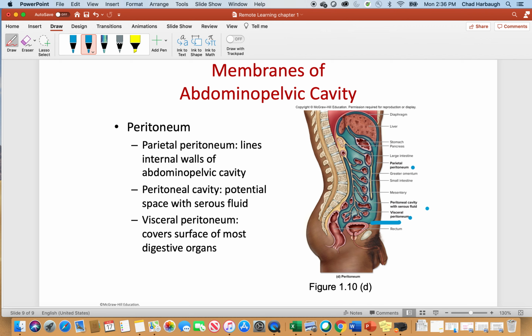There is a potential space in between. It's called the peritoneal cavity. This potential space between the parietal and visceral peritoneum is called the peritoneal cavity. And again, it contains the serous fluid, which is important for lubrication.